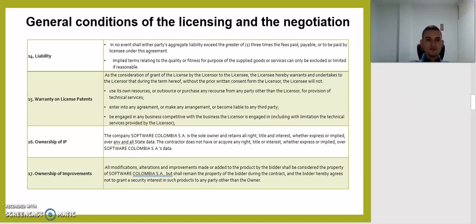Ownership of improvements. All modifications, alterations, and improvements made or added to the product by the bidder shall be considered the property of Software Colombia S.A., but shall remain the property of the bidder during the contract, and the bidder hereby agrees not to grant a security interest in such products to any party other than the owner.